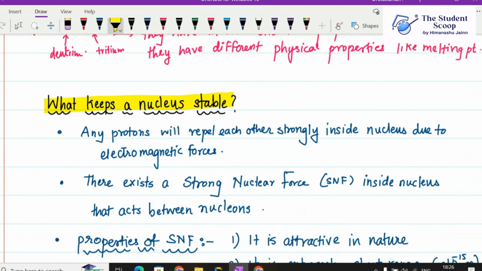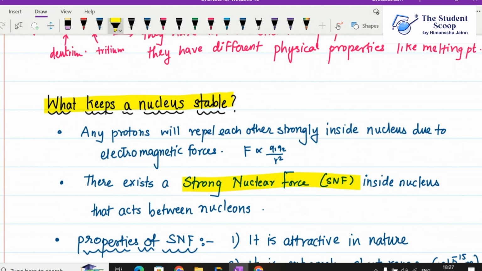We know that the electromagnetic force depends on two factors: it depends on the charges, and it depends on the distance squared. So the smaller the distance, the stronger the force. So there is a very strong electromagnetic force between the protons. So why do they remain stable inside a nucleus? Because there exists another force, that is the strong nuclear force.